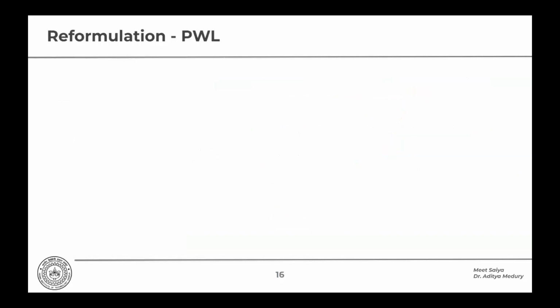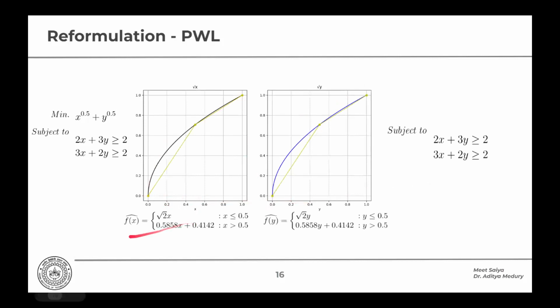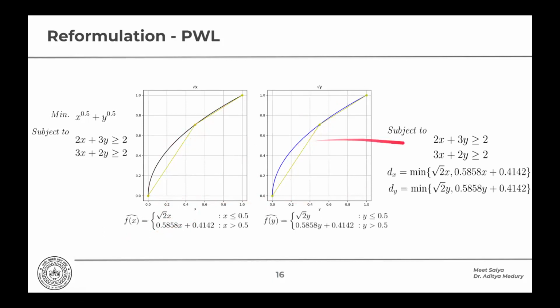And I'll solve this by piecewise linear here to demonstrate how we do it. So for example, here I have broken this root x and root y into two lines. Then I say the minimum of these two lines is going to be an approximation for root x, and the minimum of these two lines is going to be an approximation for root y. So here dx and dy are going to be the minimum of these two, and then instead of the entire root x or root y, I use this surrogate dx and dy.